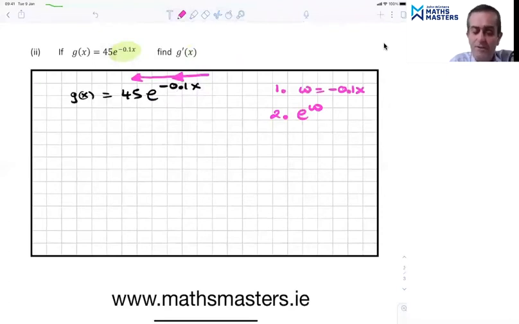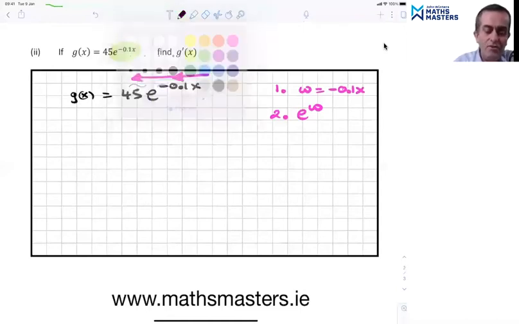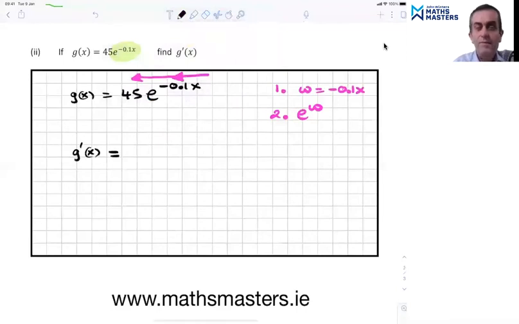Now, 45, this is something really important. 45 is what I call a multiplied constant, okay? And multiplied constants survive the differentiation process. We don't need to do anything with the 45, we just leave it there at the start. So, g dash x, we're now ready to go. Remember the rule. You differentiate each of your functions one at a time, and then you multiply the answers together.